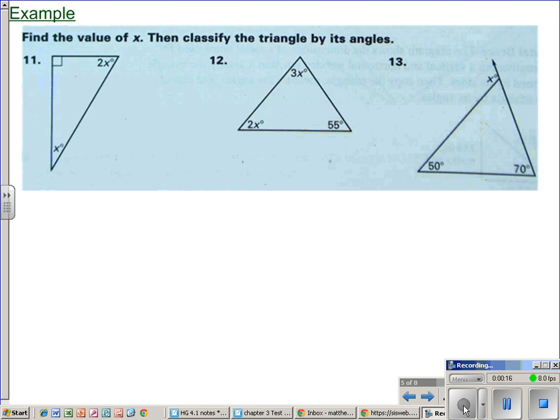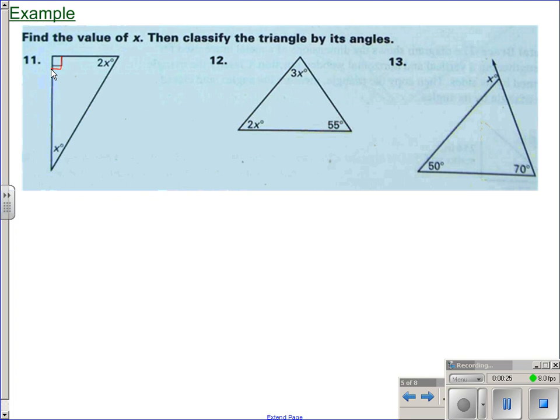So in this first example, question number 11 on the left here, it says, find the value of x. You have a right triangle. The corollary that we just talked about in the last video is that if you have a right triangle, the other two angles are complementary. So x plus 2x equals 90. That's 3x equals 90. That means x equals 30.